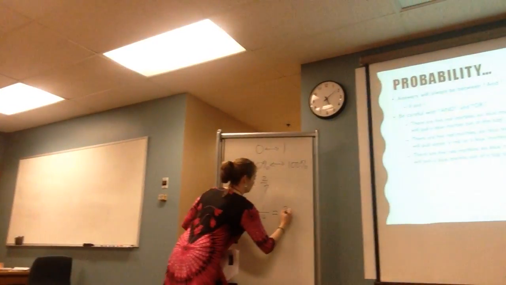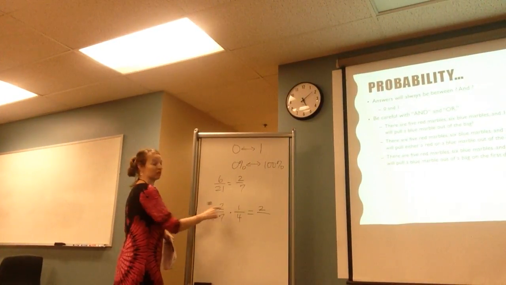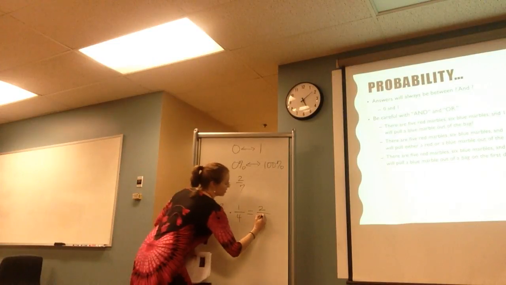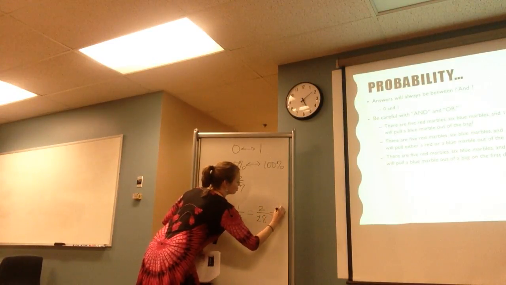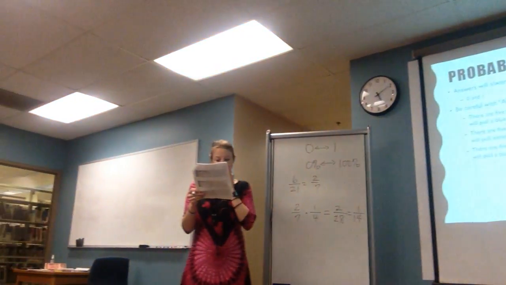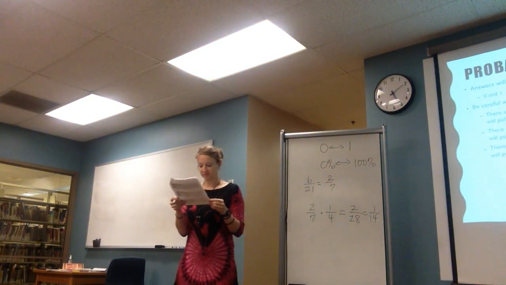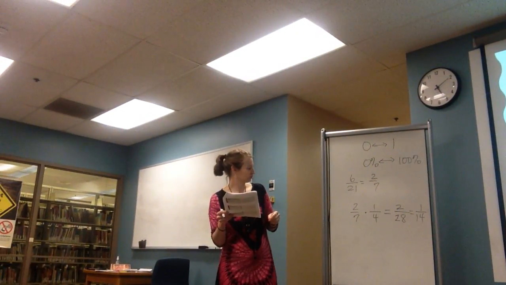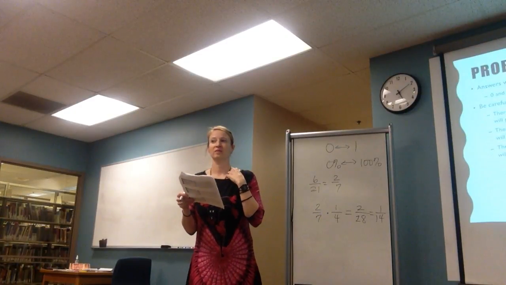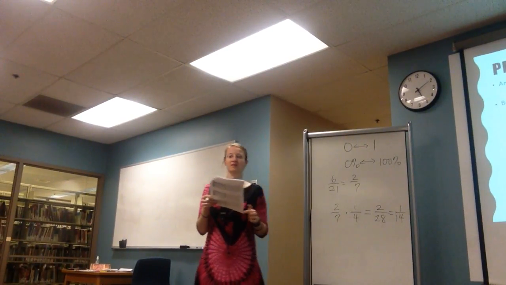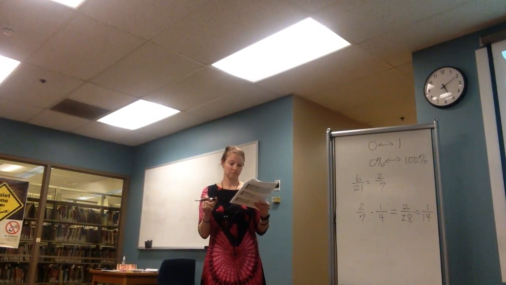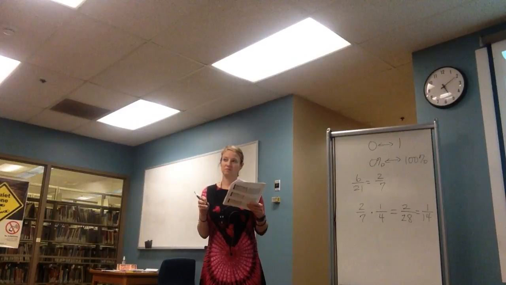If we multiply with fractions, we can multiply across. We do not need a common denominator. So we're going to end up with 2 over 28, which can be reduced to 1 over 14. So that means you add when it's "or" and multiply when it's "and." Multiplying is when they say "and," adding is when they say "or." So that's sort of like a lower probability, and it logically makes sense.